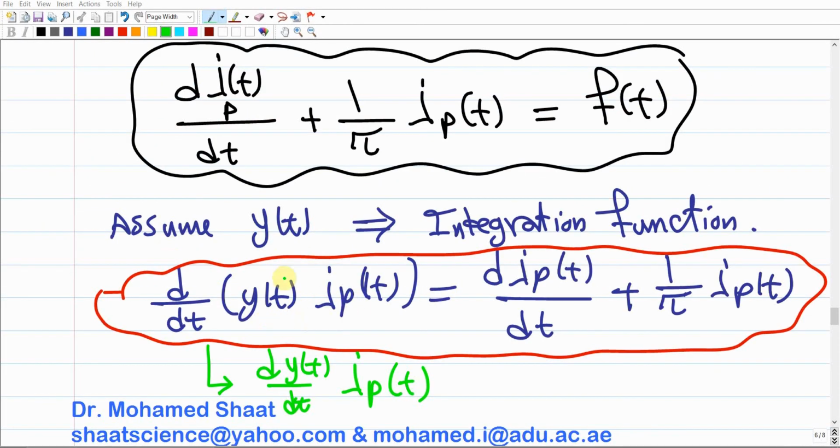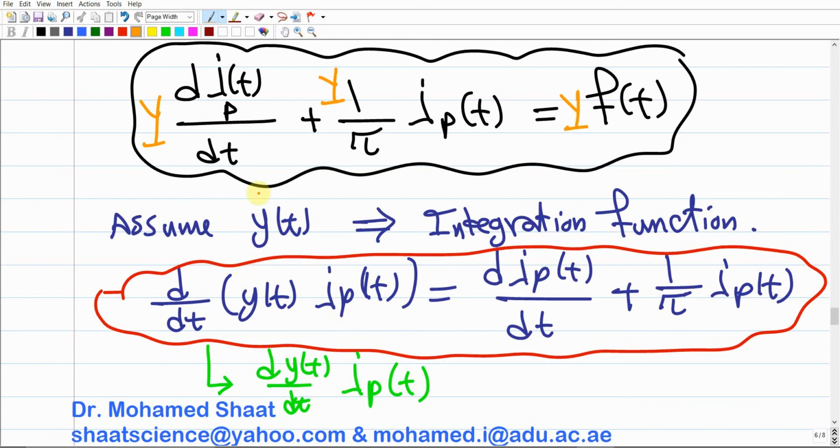So the idea here is just, again, that we assume this y of t to be an integrating function that makes this term, which is d by dt of y of t times I_p of t, the particular solution, equal to the left-hand side of this equation after the multiplication times y. We're going to multiply y in all of these terms, so we didn't change the equation. We still have the same equation.